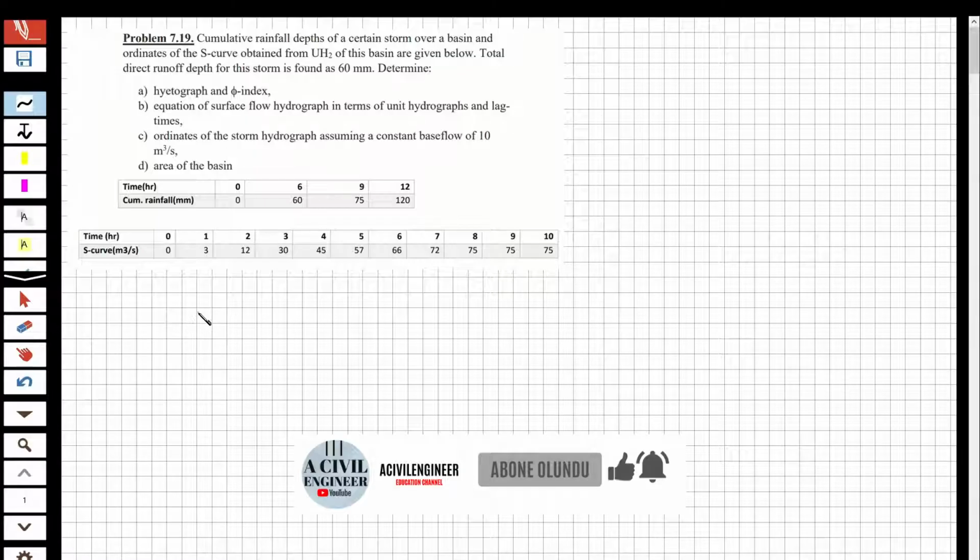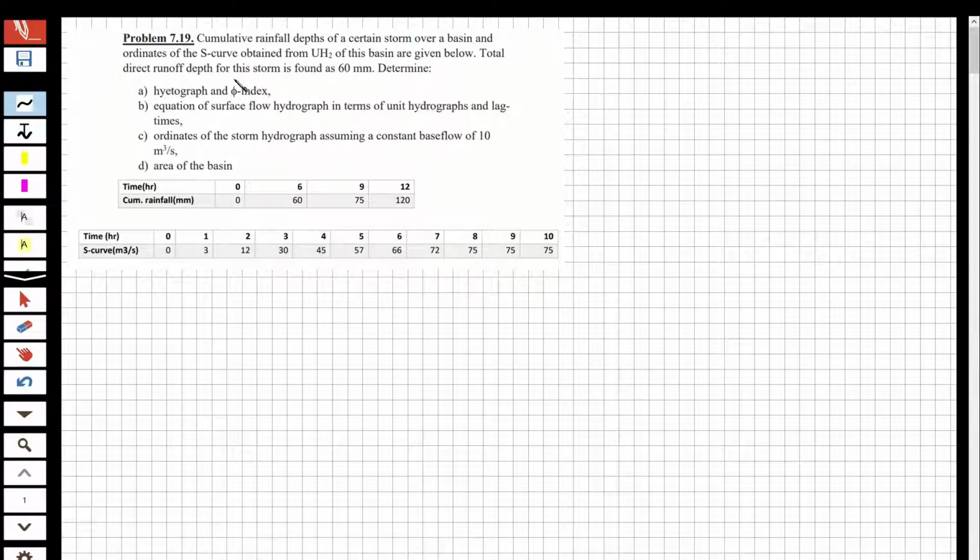So now let's read the question, what it asks of us. Cumulative rainfall depths of a certain storm over a basin and the ordinates of the S-curve obtained from the unit hydrograph for 2 hours of this basin are given below. Total direct runoff depth for this storm is found as 60 millimeter. Okay, so direct runoff is 60 millimeter. Determine the hyetograph and the phi-index.